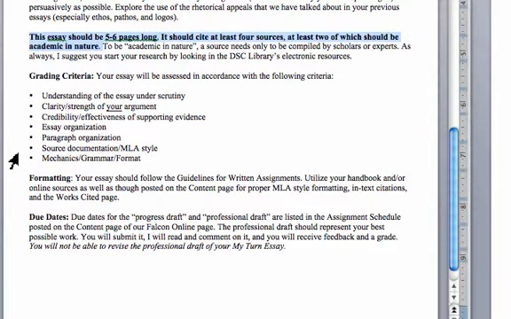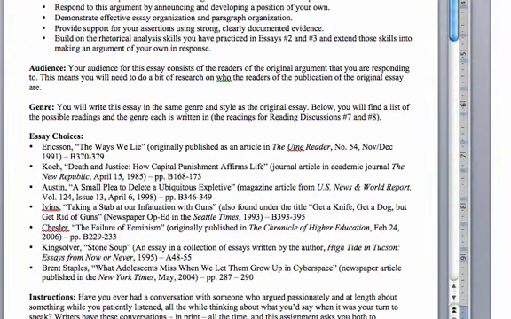All of you, or many of you, like to make your title really big. The title should be the same size font, not bolded, not underlined, as the rest of the paper. And then the due dates, of course, can be found on your assignment schedule. So I just wanted to walk through this with you so that you're really clear about what's being expected of you in this paper.